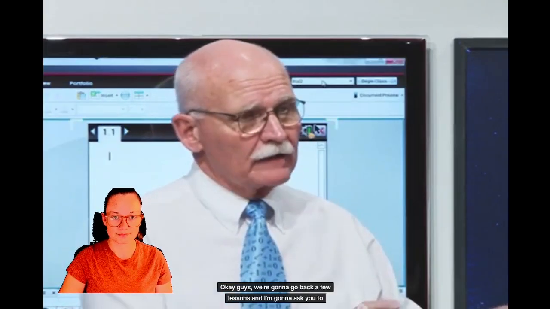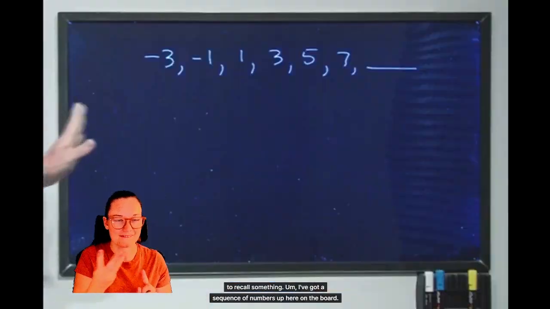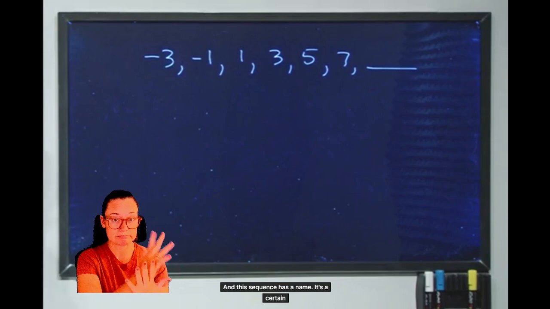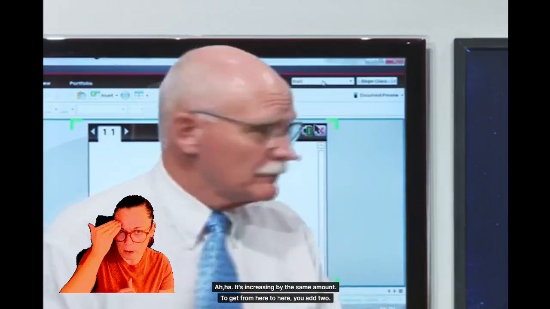Okay, guys, we're going to go back a few lessons. I'm going to ask you to recall something. I've got a sequence of numbers up here on the board, and this sequence has a name. It's a certain kind of sequence. Do you remember what it was, Jackson? Arithmetic. How do you know it's arithmetic? Because it's increasing by the same amount. Aha, it's increasing by the same amount.